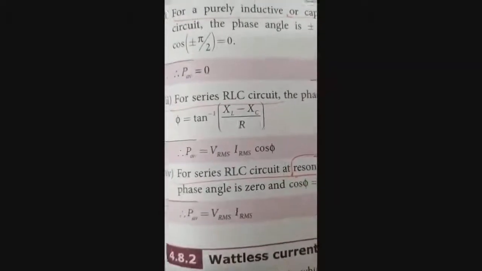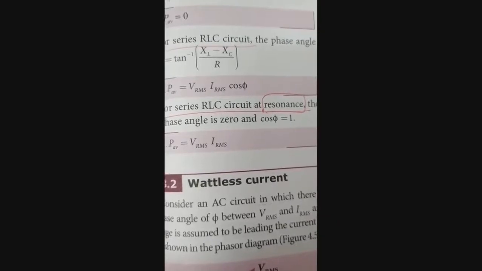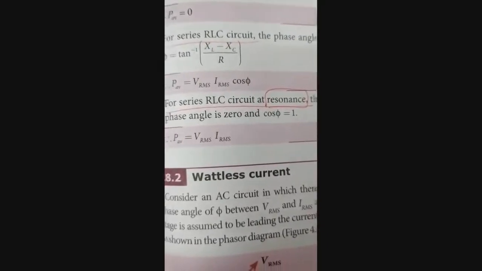and the P average becomes 0 in such a case. And for series RLC circuit, we have derived this formula: phi is equal to tan inverse of (XL minus XC) by R. So P average is equal to Vrms Irms cos phi. When you take the particular condition as resonance, at resonance XL is equal to XC, and the phase angle becomes 0, cos 0 is equal to 1. So P average is equal to Vrms Irms, since the angle becomes 0 at resonance condition. The phase angle is 0.